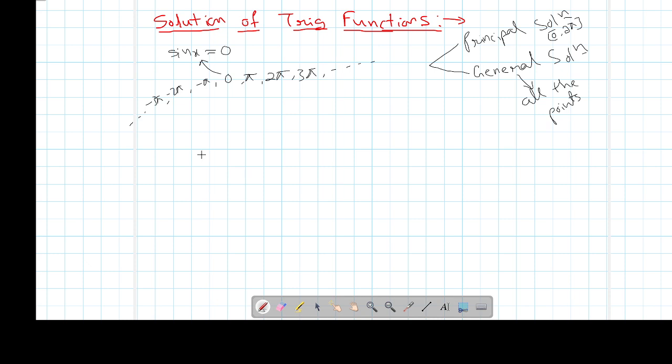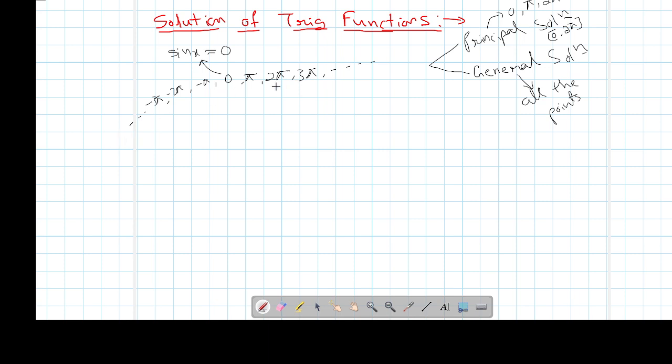Okay, let's see. The principal solution for sin x = 0 is 0, pi, and 2 pi. Correct. For a general solution, you have to write all the points. How will you write all the points? It's a tedious job, right? So let's represent them using some expression. So this is 0, 1, 2, 3, 0, minus 1, minus 2, minus 3.